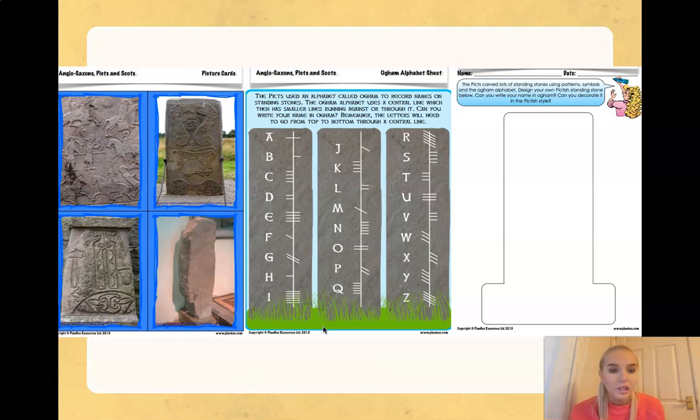And what I would like you to do is have a go at designing your own Pictish standing stone below. Have a look at the patterns they use, the symbols they use. You can even have a go at writing your name in their alphabet, because you've got it all here for you, in your own Pictish stone, and see if you can decorate it in the Pictish style. That's what I would like you to do.